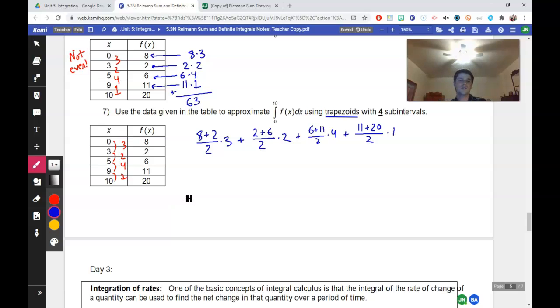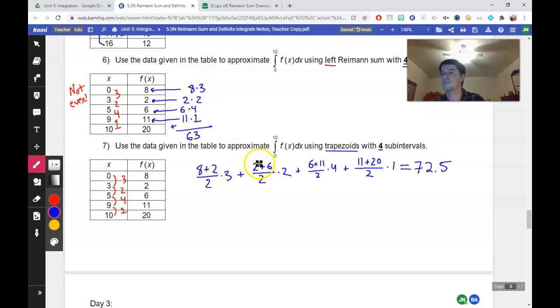If it helps to draw out a picture of this, feel free to. Just sketching a little picture would probably go a long way if you're not sure where all these numbers came from. But notice these numbers repeat here. We just can't factor them and simplify them because they're being multiplied by different widths. But we can go ahead and type all that into a calculator. When you type all that in, you get 72.5. And that's the last problem for this day. So thank you guys for watching.